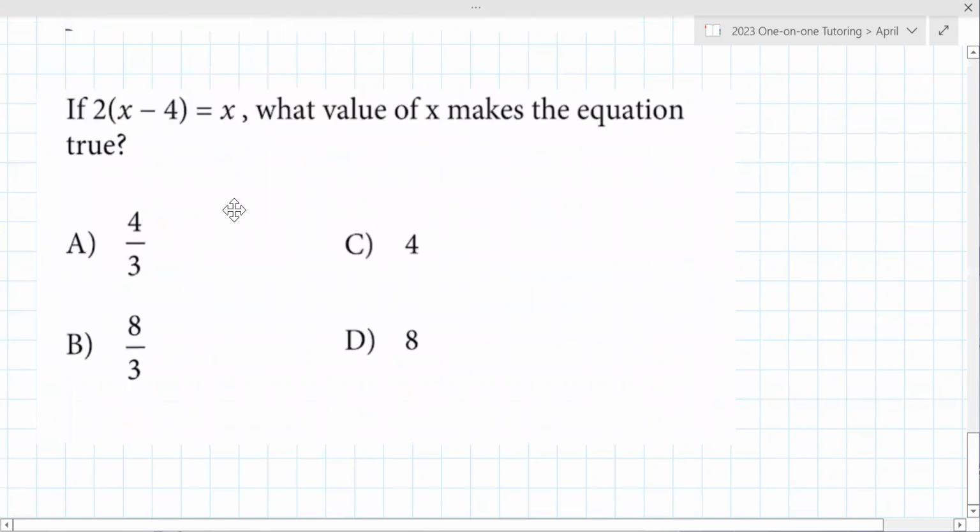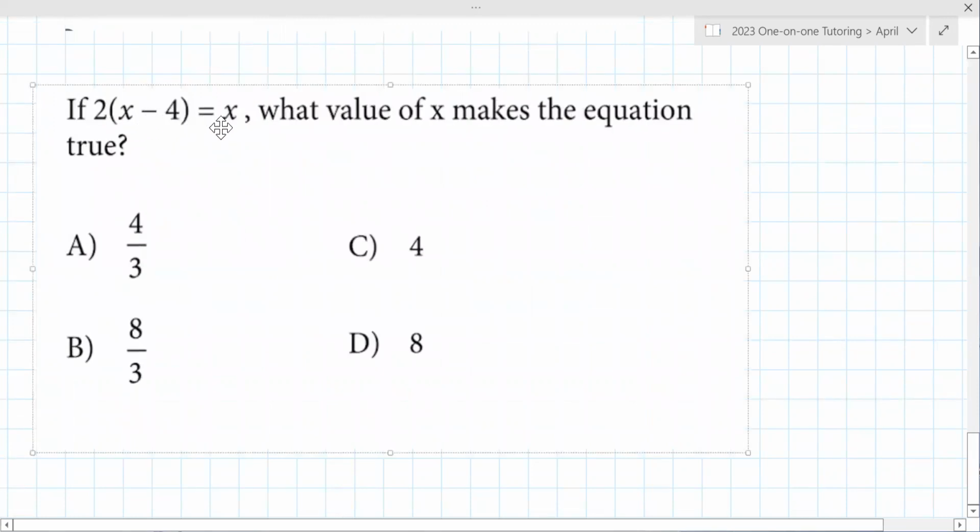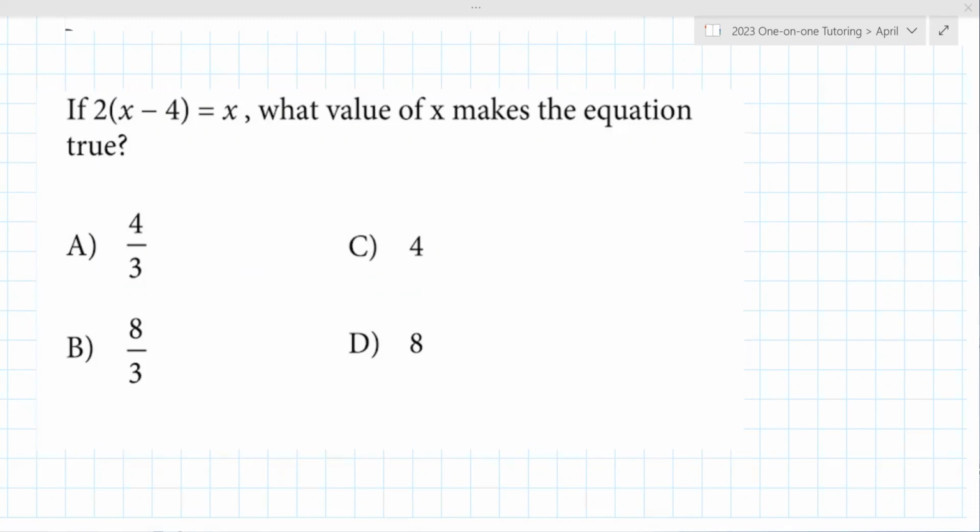Okay. So if 2 times x minus 4 equals x, what value of x makes the equation true? Notice there's 2 fractions and 2 answers. If you were going to try the answers, would you try the fractions or the whole numbers first? Whole numbers. So the advantage of that is if one of them works, you're done. But what if they don't work? Then you're forced into the fractions. Since those are improper fractions, you can try to make them into whole numbers or mixed fractions. So what I'd recommend you do is try the whole numbers and see if they work.